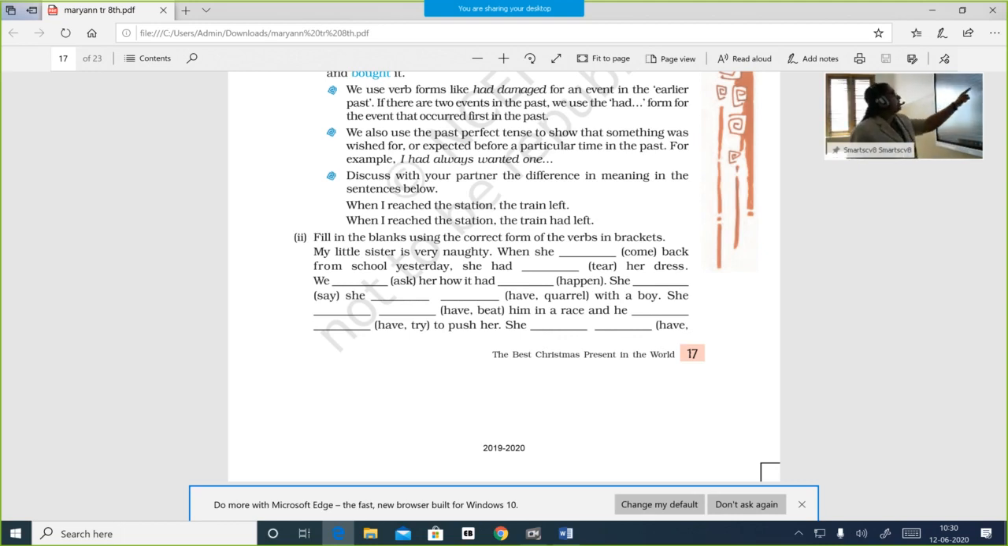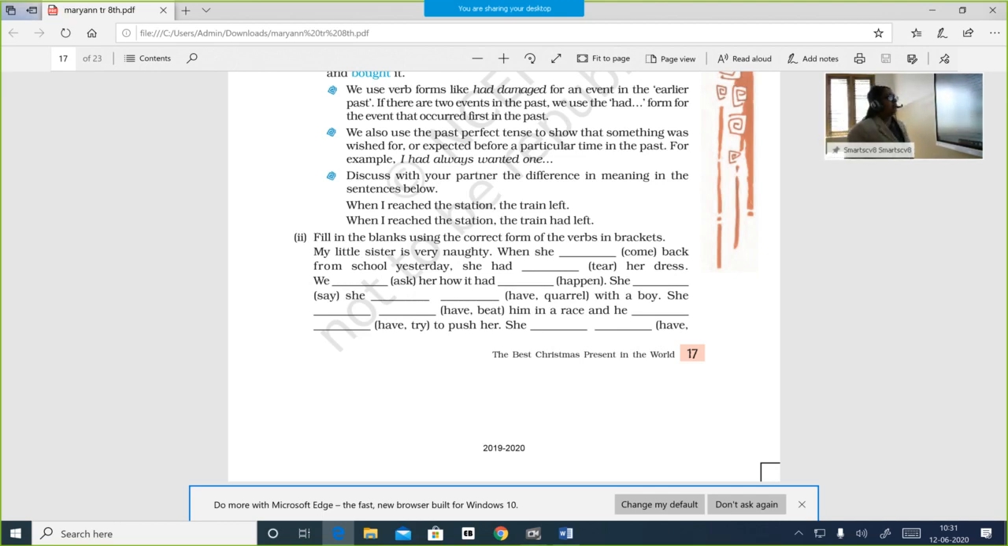Let's find out. My little sister is very naughty. See, here it is present tense. My little sister, now the present time. My little sister is very naughty. When she came back from school yesterday, that is the earlier action. And before she came back from school, now comes the earlier action, which will be past perfect. She had torn her dress. Right there. Had torn.